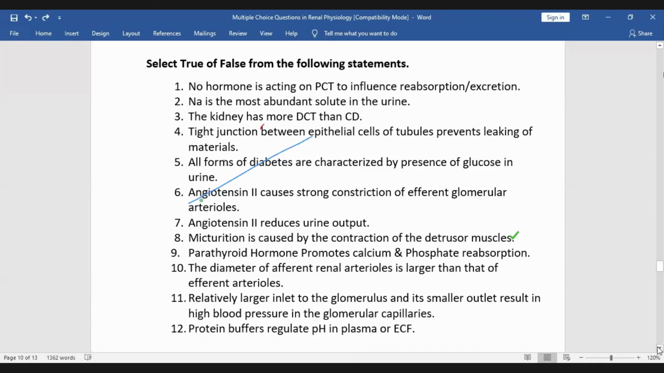Protein buffers regulate pH in the plasma or ECF. Try to understand it. Where are the protein buffers present? Are they present in the cells as well, intracellular? So intracellular protein buffers are more important than extracellular plasma proteins. Therefore, proteins regulate pH in ECF or plasma is a wrong answer. Protein buffers are regulating mainly the intracellular pH.